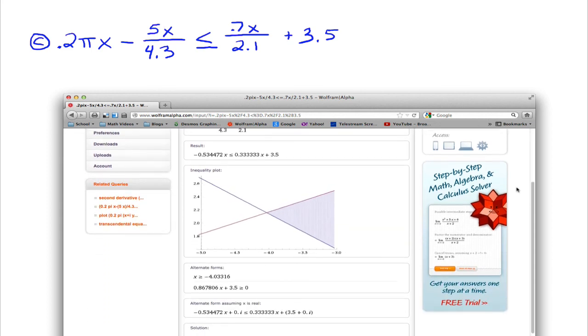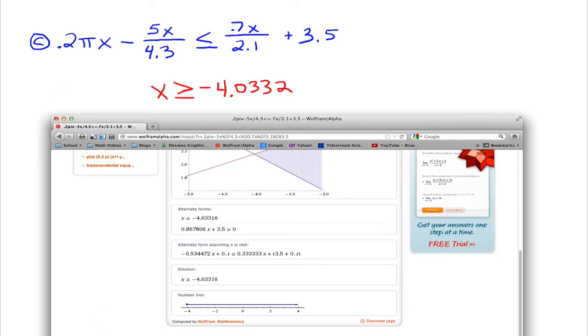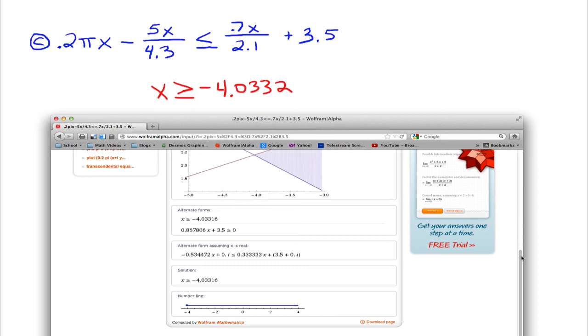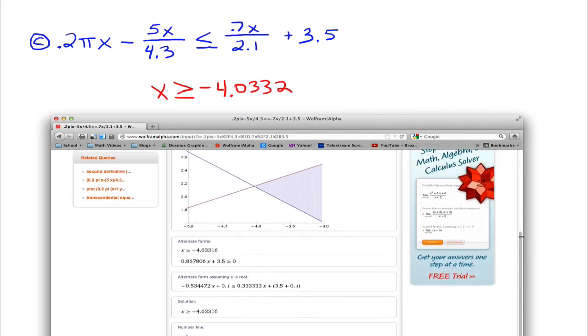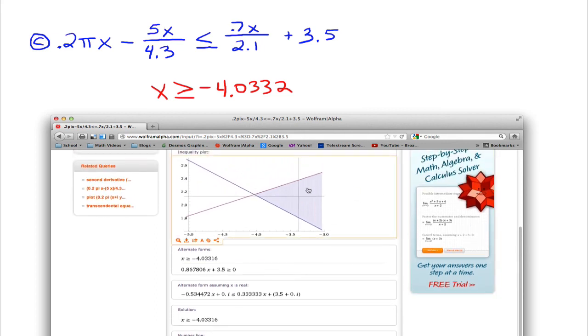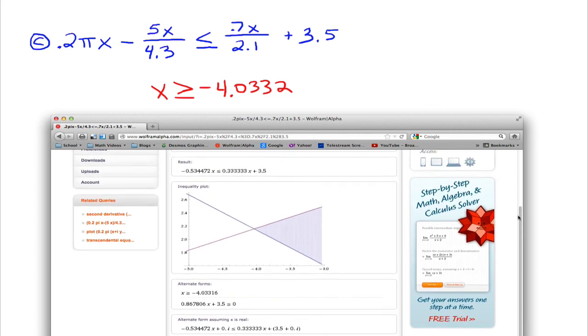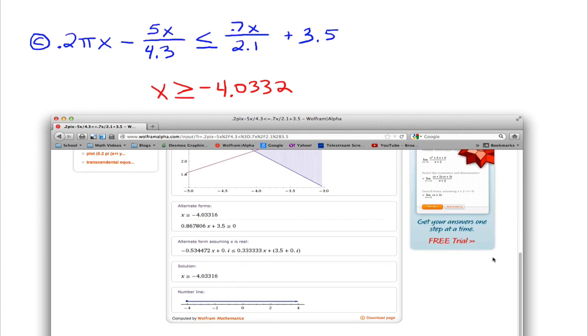Wolfram Alpha will give you a solution down here. So x is greater than or equal to negative 4.0332. And again, it gives you more information. It talks about the graphs, and we'll talk about how to graph with inequalities later. So right now, we see that Wolfram will solve the inequality for you where Desmos did not.